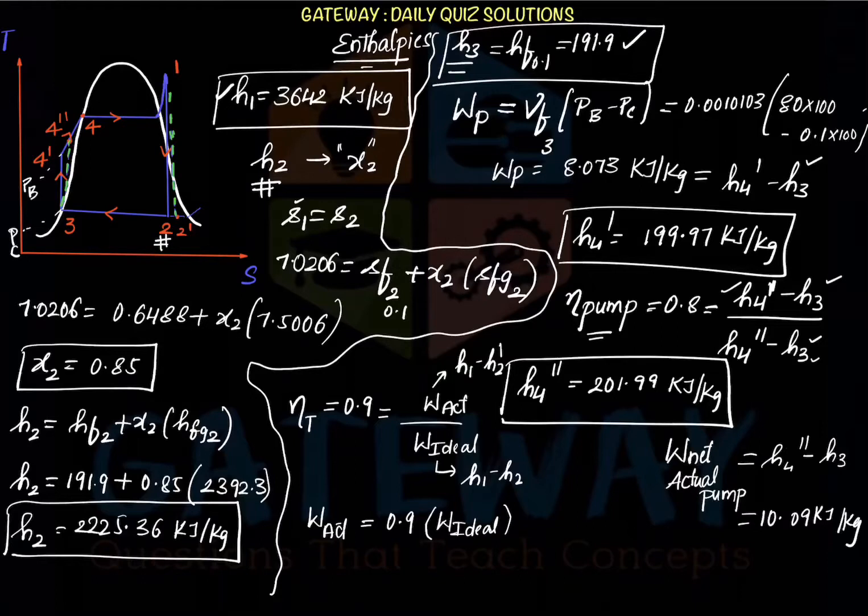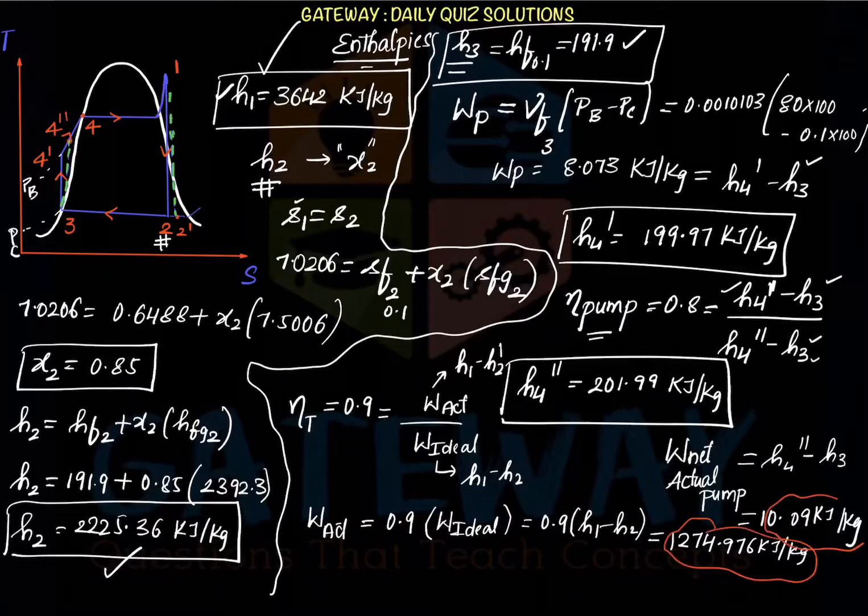Right. So 0.9 times the W ideal is nothing but 0.9 into the W ideal, which is H1 minus H2. The value of H1 is known in the question, and the value of H2 was also obtained. When you take the difference of H1 minus H2, then we will get our actual work from the turbine as 1274.976 kilojoule per kg. So in the question, the actual work done by the turbine was known, and the actual work done by the pump was known.